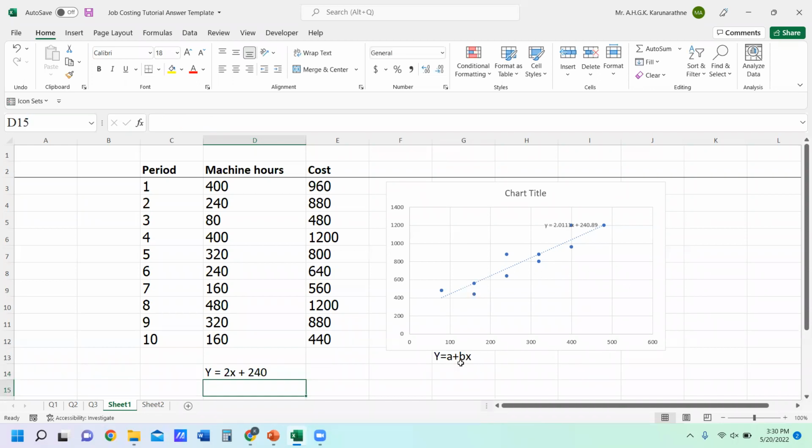So this is A, accordingly 240, and Bx means 2x. So y represents maintenance cost, x represents the number of machine hours we are going to operate, and 2 represents the slope of this curve, and 240 is the fixed maintenance cost. Even if you are not going to operate your machine hours, there will be a maintenance cost, right? Secondly, you want to put this in the standard format, A is 240 plus bx. Bx is 2x, right?